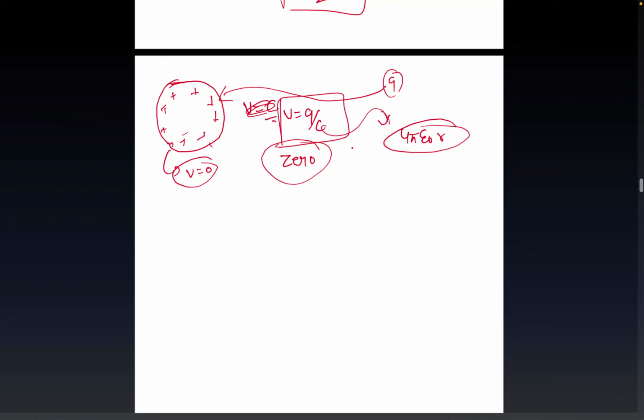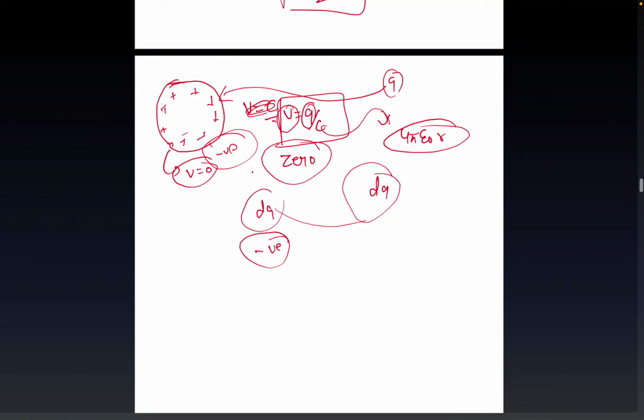Now, if I have to bring another charge dq in this, I have to do work, not because of this q, but because of this potential. This already has potential. Assume it were a negative potential. Then how much work would you have to do? Nothing; it would be negative work, because this is positive charge. If you put dq here, you don't do any work, and the charge will get attracted to this one. But here it is repulsive forces, right?